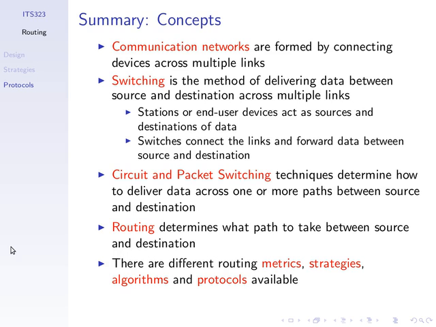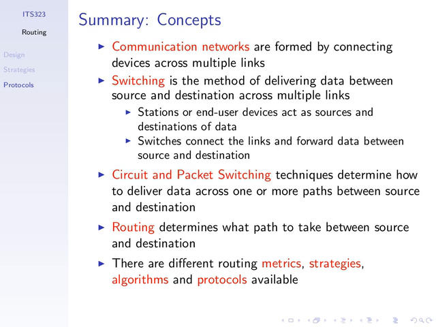And this is a summary of both the routing topic and also the previous topic on switching. We've introduced networks. We know what a communication network is. We connect devices across multiple links. Switching, going back two or three weeks ago, is the method for delivering data from source to destination across multiple links. We looked at circuit switching and packet switching.